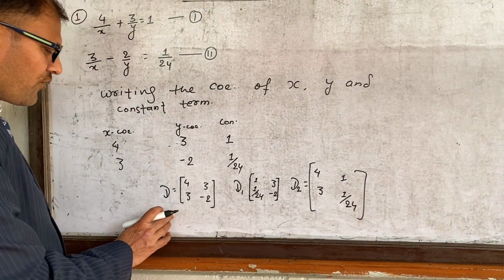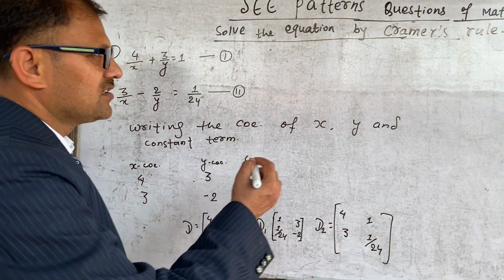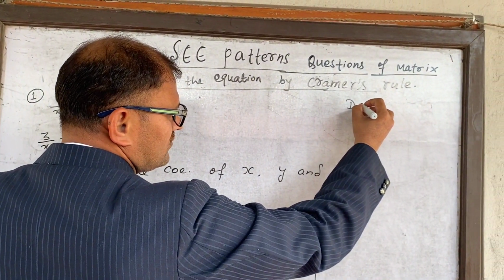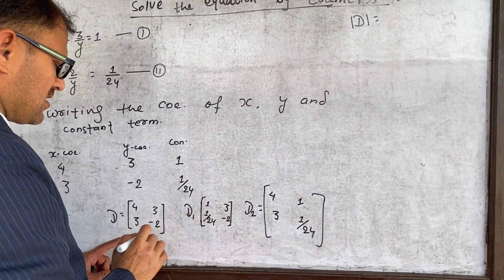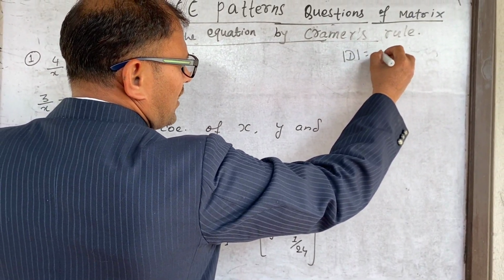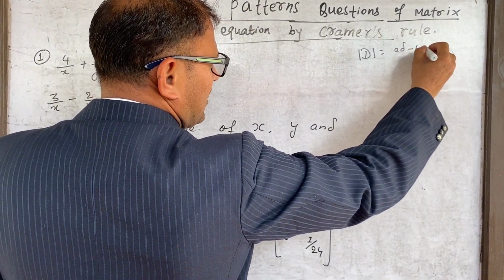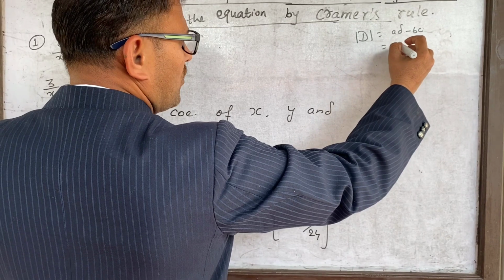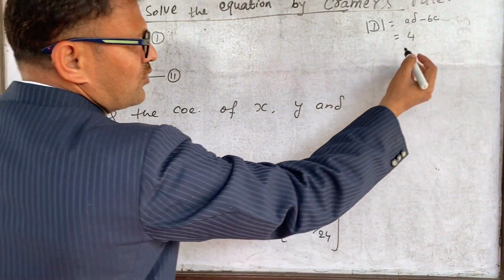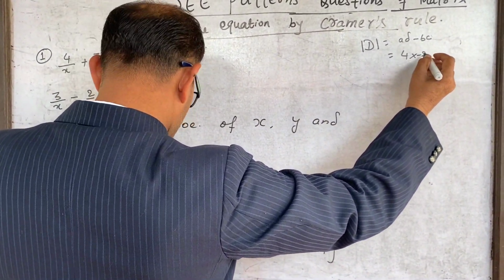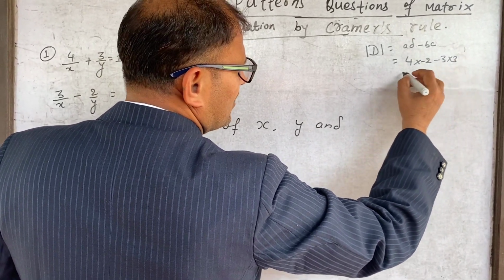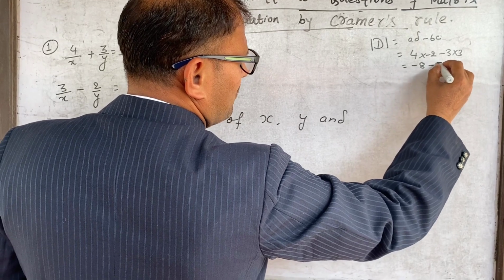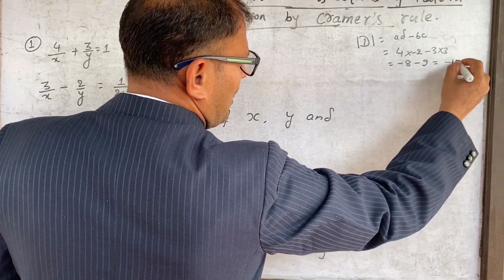Now find the determinant of D. Determinant of D means AD minus BC. This is equal to 4 into -2 minus 3 into 3, which is -8 -9. That means -17.